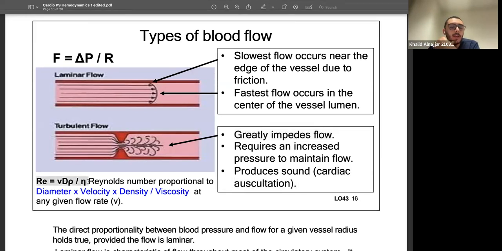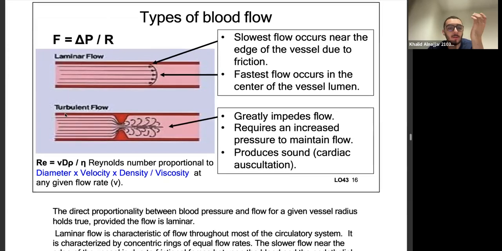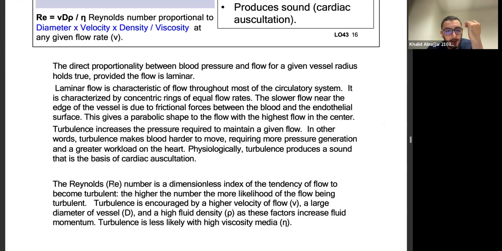Now we have a small equation right here which is called the Reynolds number. What is the Reynolds number? It is a measurement of how laminar the flow is, or whether it's turbulent or not. Basically, if the Reynolds number is high, the flow is turbulent. If it's low, the flow is laminar. Again, the Reynolds number is a dimensionless index of the tendency of the flow to become turbulent. The higher the number, the more likely the flow is to become turbulent.